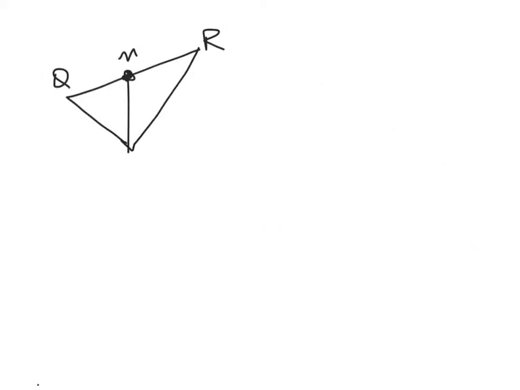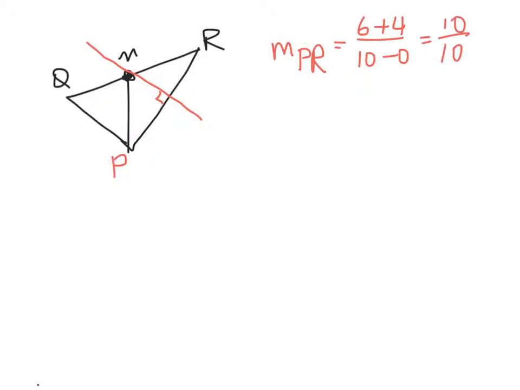Part B of the question, find the equation of the line L passing through M, which is perpendicular to PR. So it goes through M and it's perpendicular to PR. So the first thing we need to do here is work out the gradient of PR. And the gradient of PR would be 6 take away -4 over 10 take away 0, which is 10 over 10, which is 1. That gives us the perpendicular gradient then as -1.